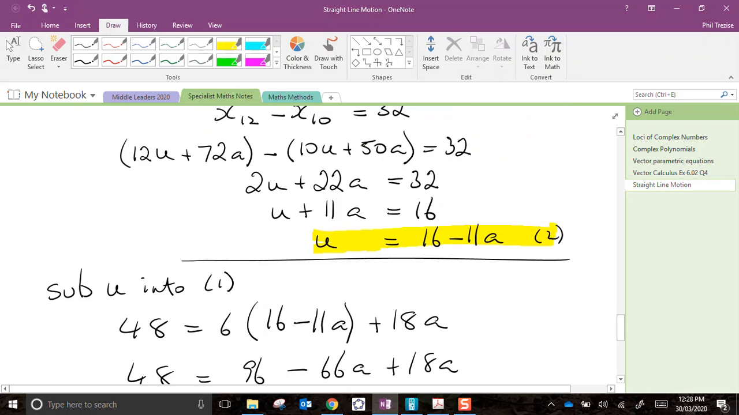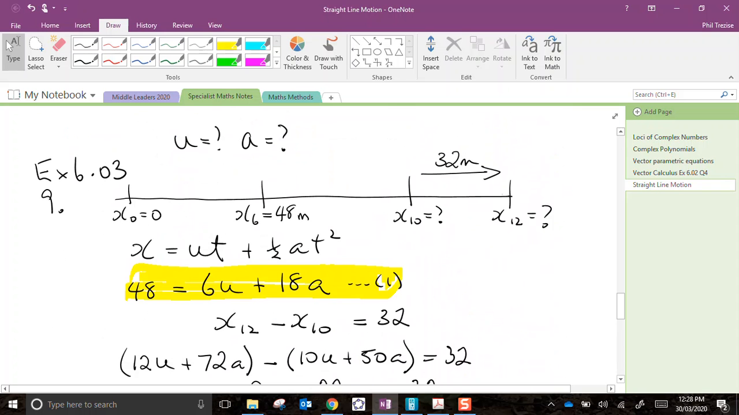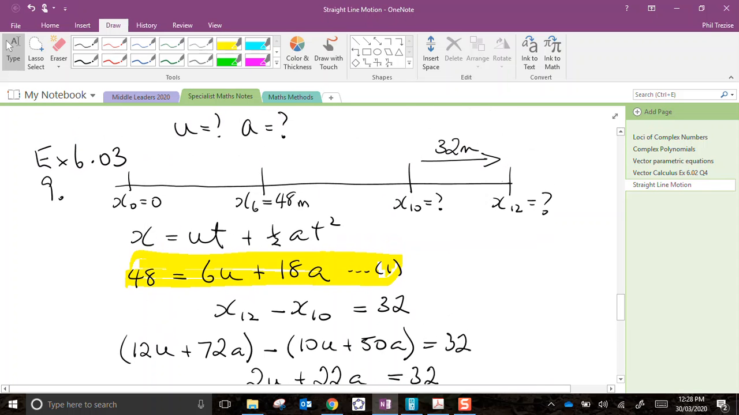That's a nice illustration of how these sorts of questions can start with the equation of motion, but we ended up with simultaneous equations because they gave us all these funny little clues in the middle of the question.